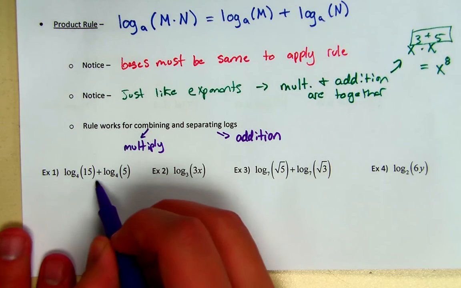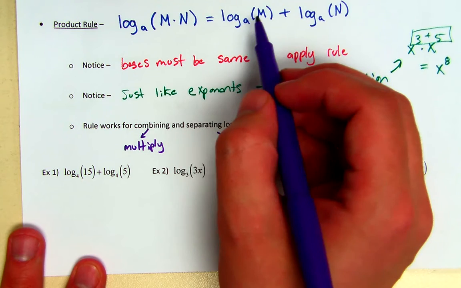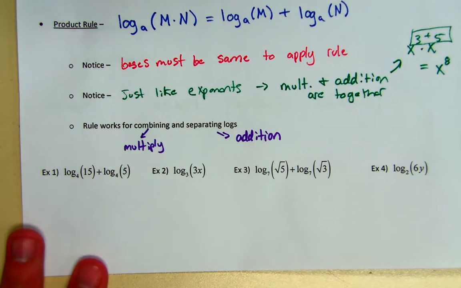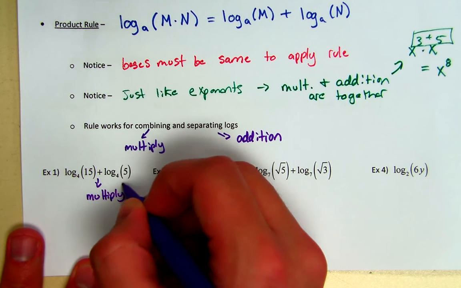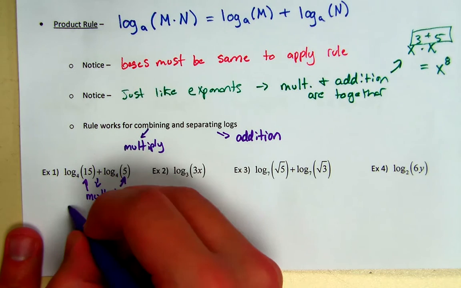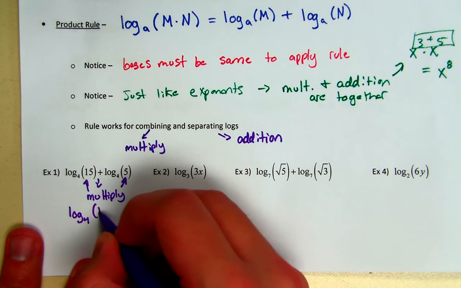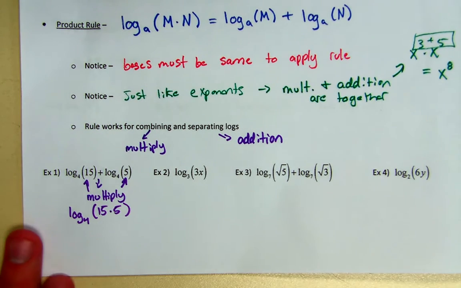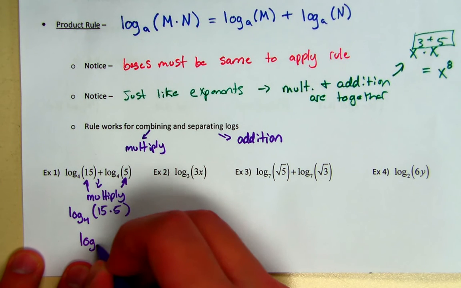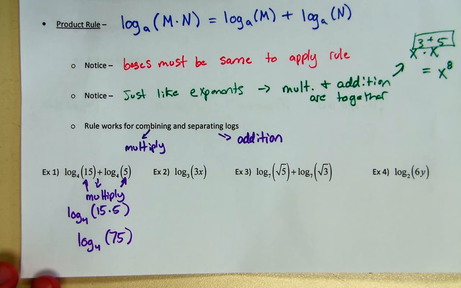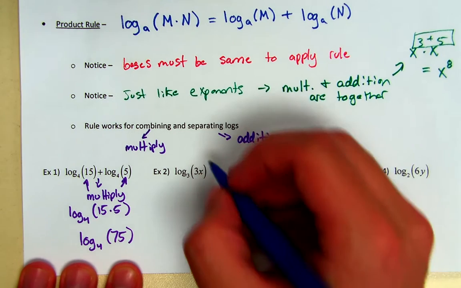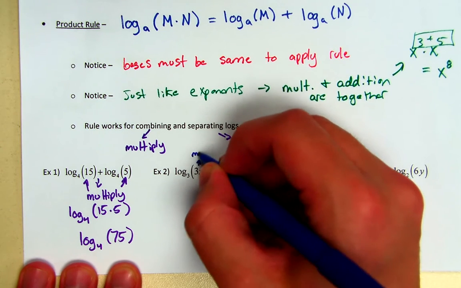So 2 logs separated by addition, so that looks like log base a of m plus log base a of n. So addition means that we multiply the insides. So log base 4 of 15 times 5, which then becomes log base 4 of 75. And that's your answer. Again, if we have it already together, notice that in here there's some multiplication.